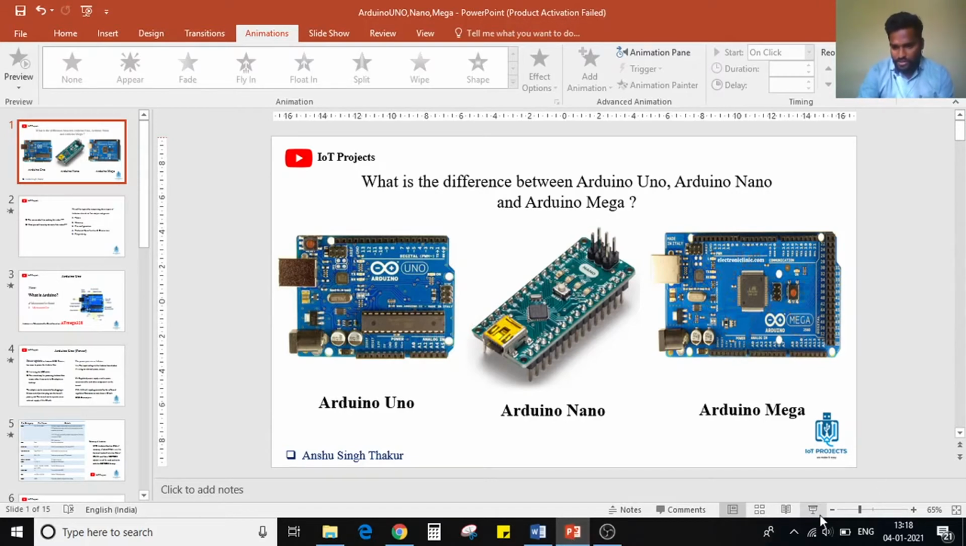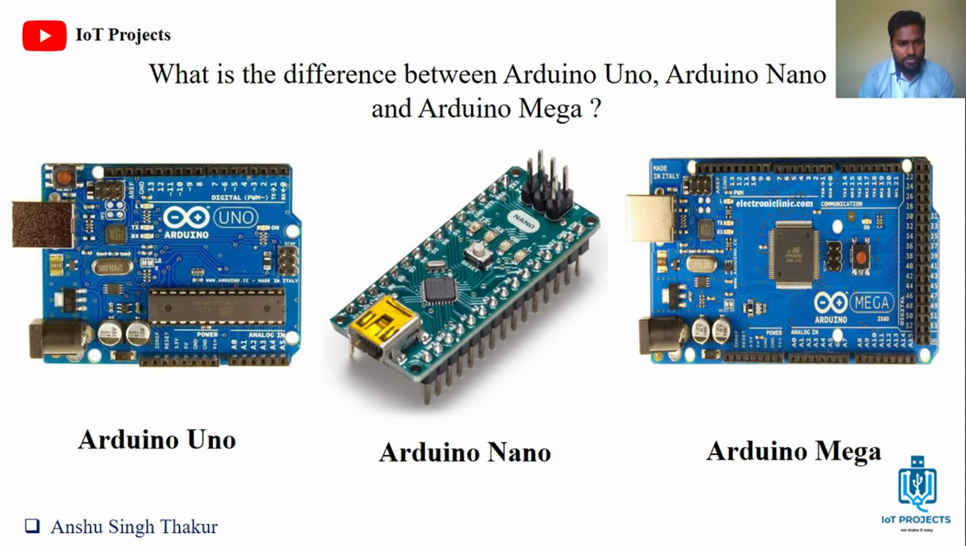As you can see, the three pictures of Arduinos are here on the screen. The first one is an Arduino Uno, the second one is an Arduino Nano and the third one is an Arduino Mega. From this picture it is clear that the main difference we can see is the size.